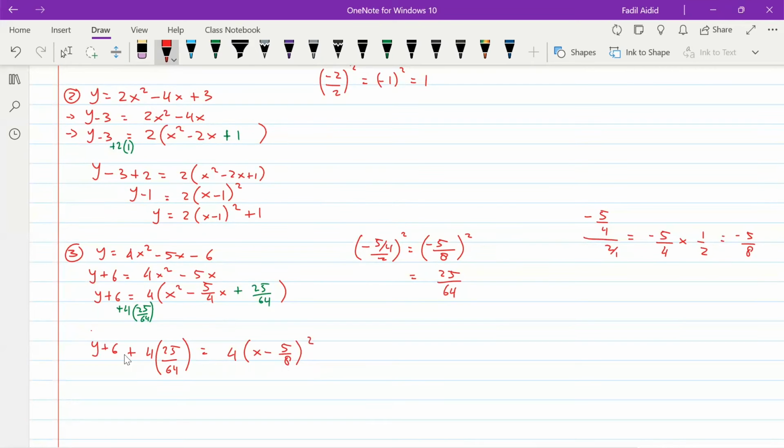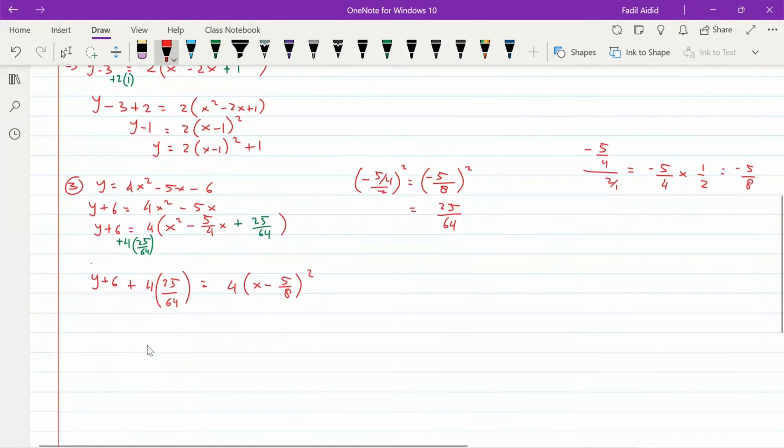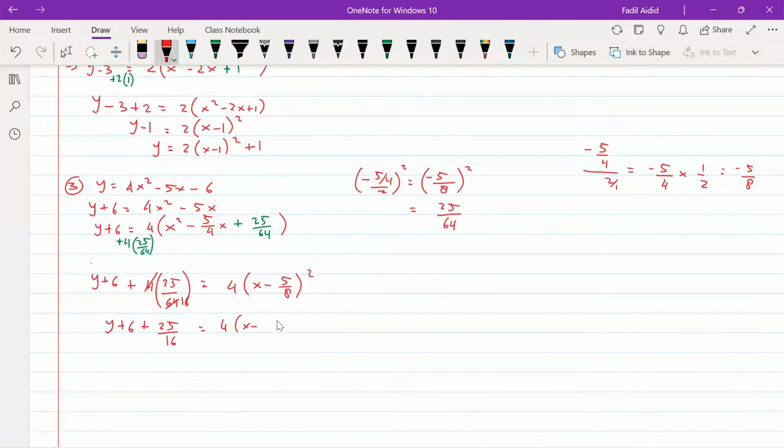So we need to simplify this on the left side. So y plus 6. So this we can cancel. 64 divided by 4 is 16. So plus 6 plus 25 over 16 equals 4 times x minus 5 over 8, close bracket squared. So it's going to be y plus 96 over 16 plus 25 over 16. So we multiply 6 by 16 over 16 to make the same denominator. This x minus 5 over 8, close bracket squared.